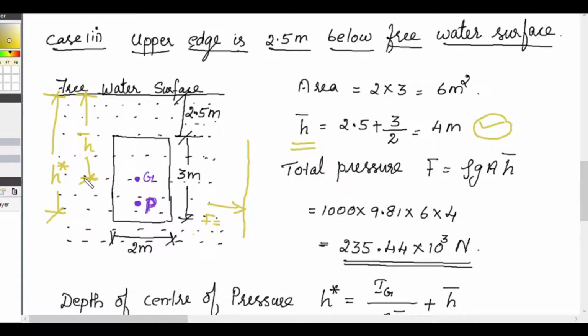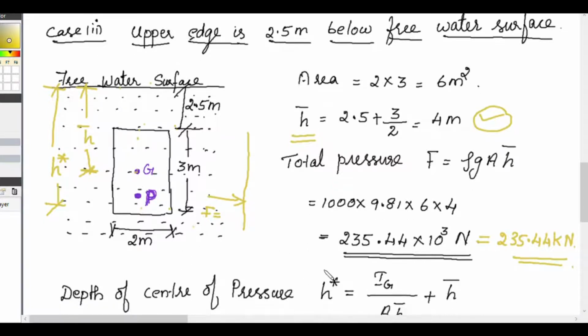So, H bar is equal to this distance, 2.5 plus 3 by 2. So, it lies here. So, this is 3. So, this is 3 by 2 plus 2.5, that is H bar. So we get 4 meters. So total pressure is equal to rho G A into H bar. So rho is 1000, G is 9.81, area is 6 and H bar is 4. So we get 235.44 into 10 cube Newton. So that is equal to 235.44 kilonewton.